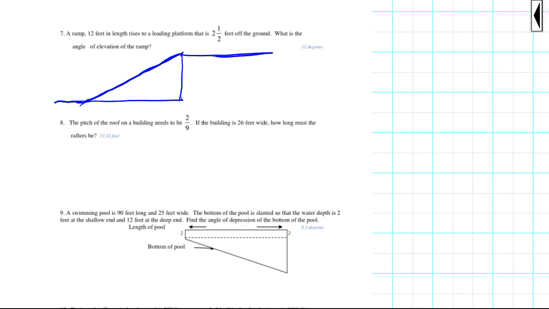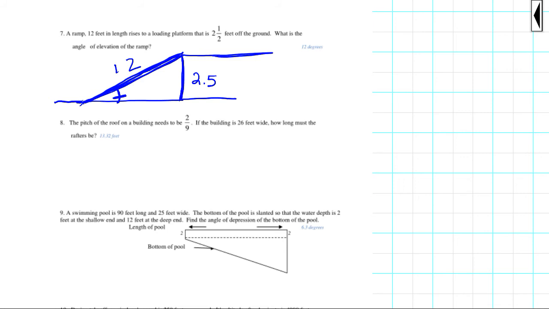The platform is 2.5 feet off the ground, so that means this side of the triangle is 2.5 feet. The ramp is 12 feet in length. This is the ramp, so the hypotenuse is 12. We want to know the angle of elevation of the ramp. Angle of elevation is always the angle being made with the horizontal side of the triangle.